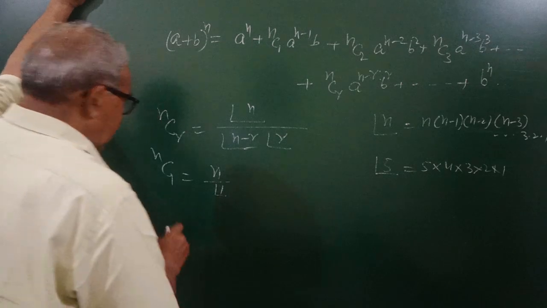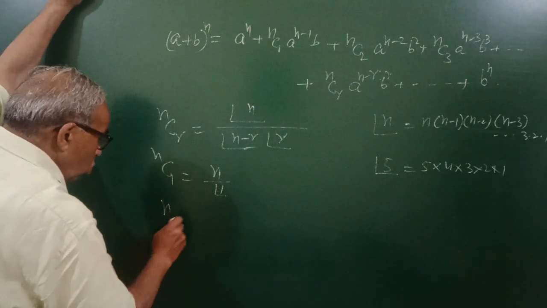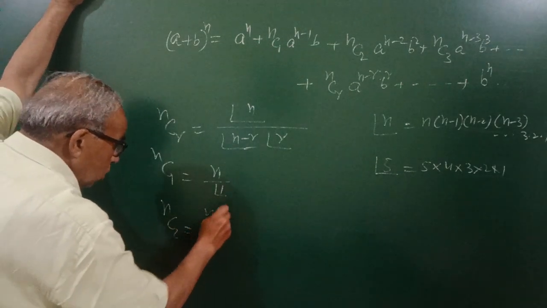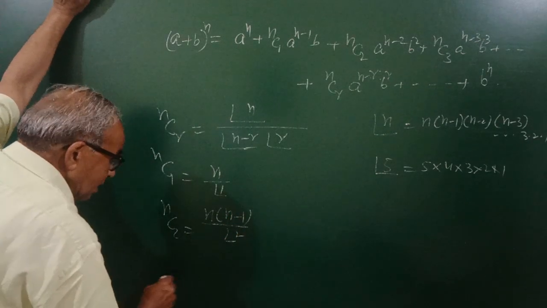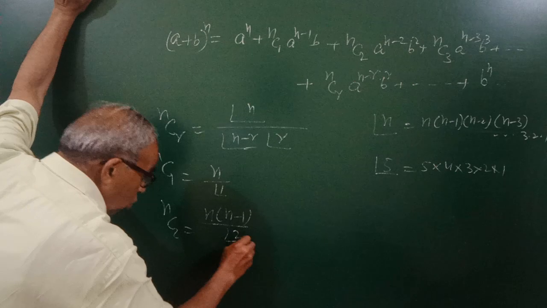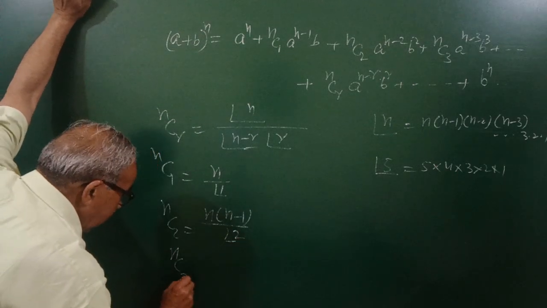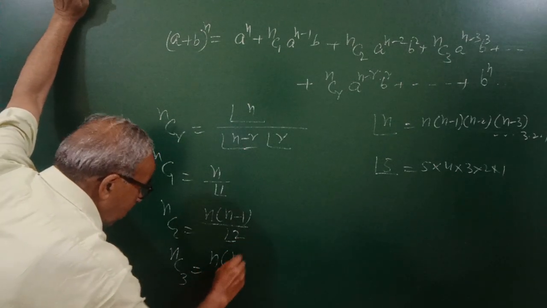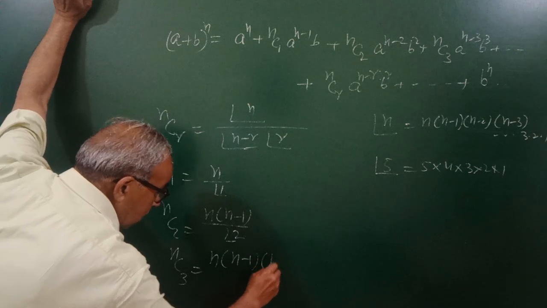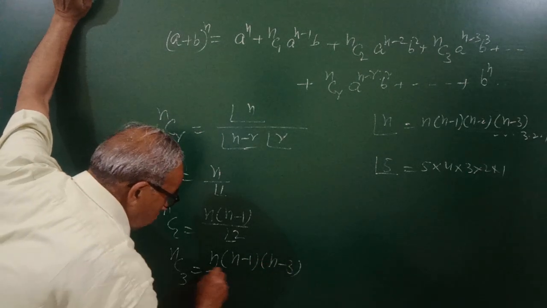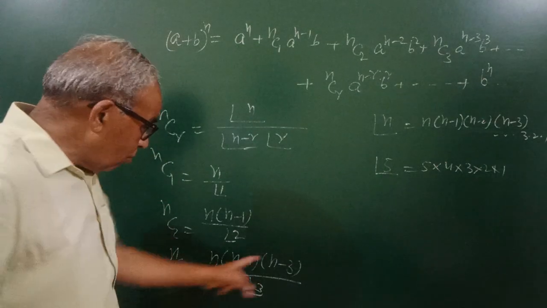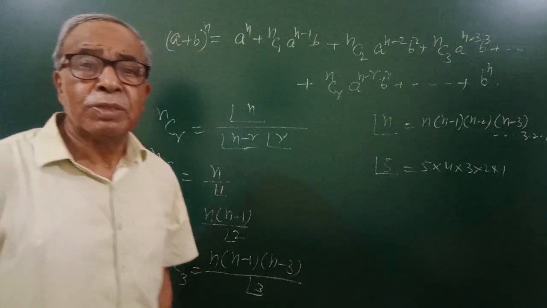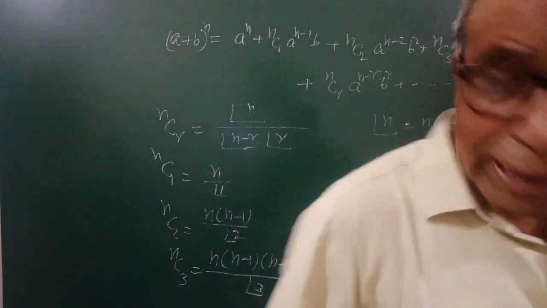And therefore, if I write nC1, it is n upon factorial 1. nC2 is n into n minus 1 upon factorial 2. nC3 is n into n minus 1 into n minus 2 upon factorial 3. As in factorial 3, three terms will be in the multiplication. This is the way of solving this.